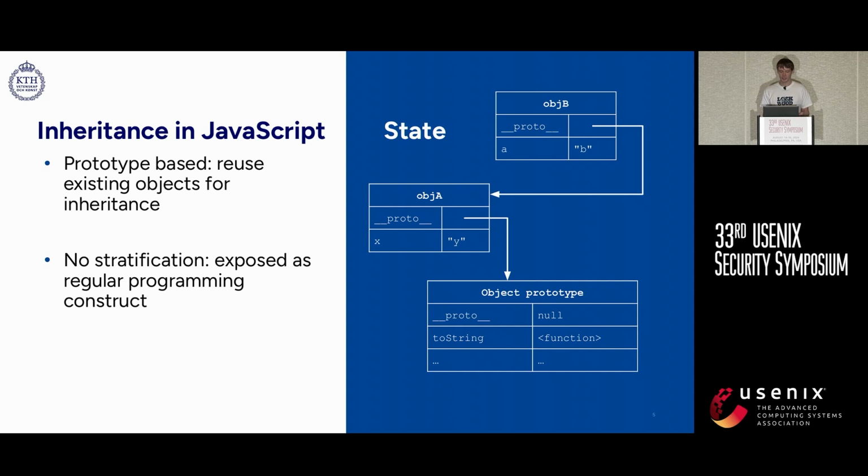The problem, however, is that there is no stratification. You can think of stratification as the idea that there should be a separation between the reflective nature of the language, such as accessing your parent class, and regular programming constructs. In JavaScript, this is not the case. Dunder proto is just a regular string that anyone can access.